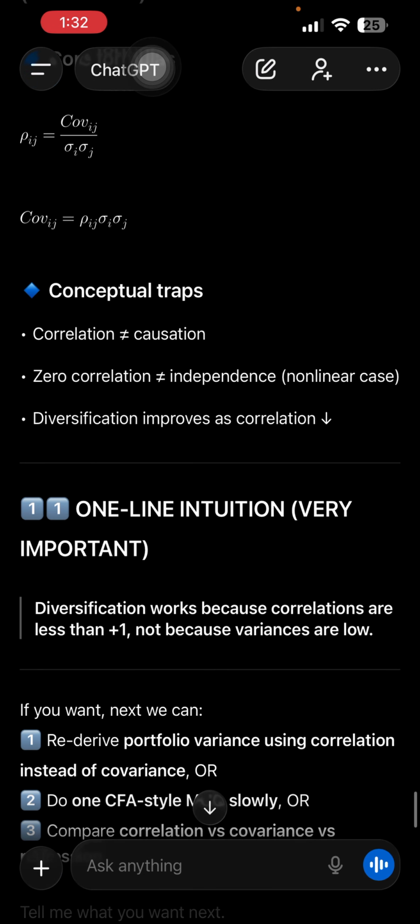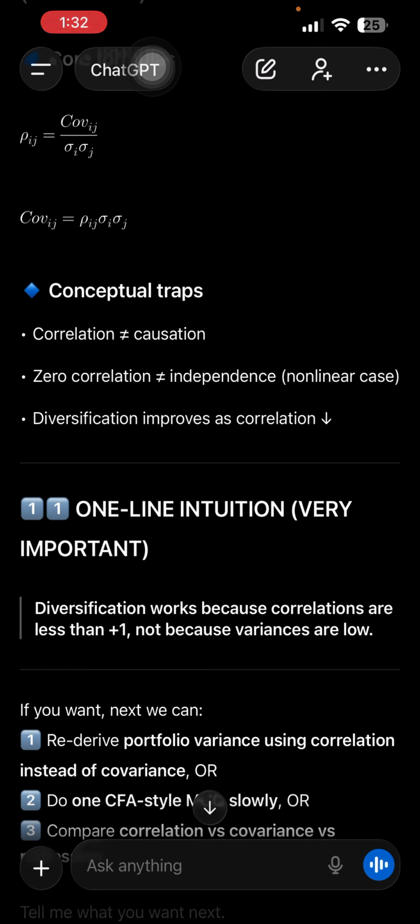Correlation is not equal to causation. Zero correlation is not equal to independence. There may be some non-linear cases also. If there is a zero correlation, we have already said there is no relationship, but in some cases there might be a relationship, like a U shape or inverted U shape. There you won't find any linear relationship, but still there is a relationship.